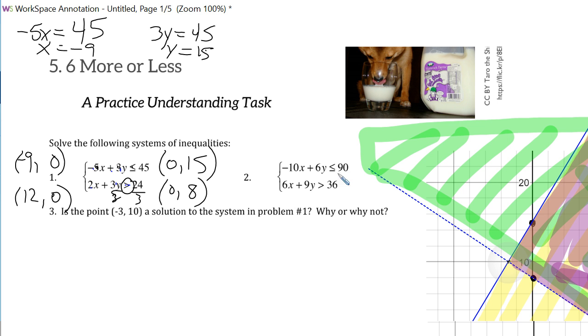It's close. I don't really know. I think it's right on the dotted line, which would make it not. Let me test it in both points and just see, because I can't even tell by my graph. It's so close. So let me put in a negative 3 comma 10.